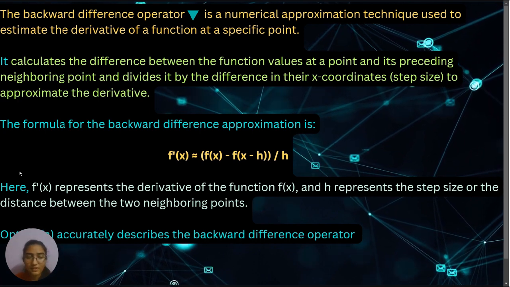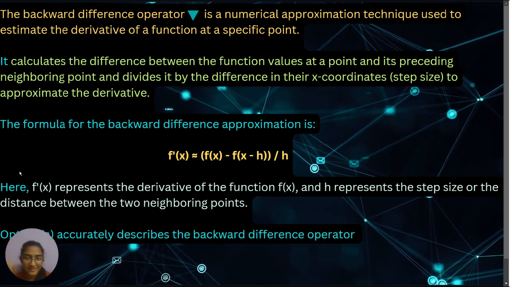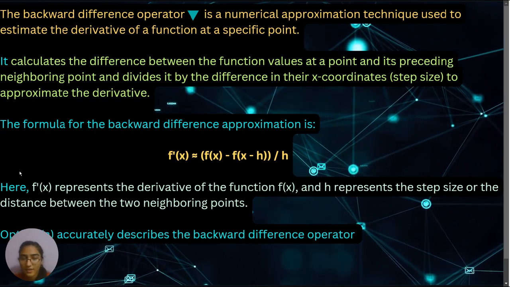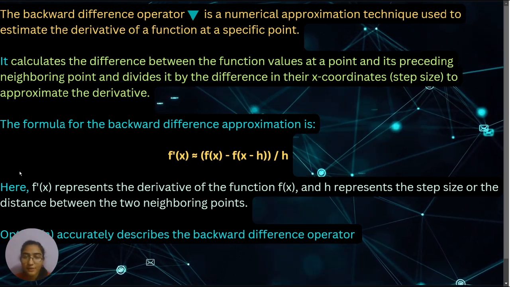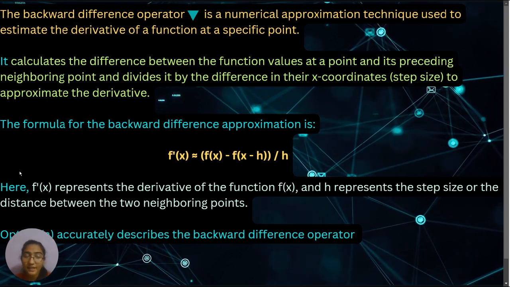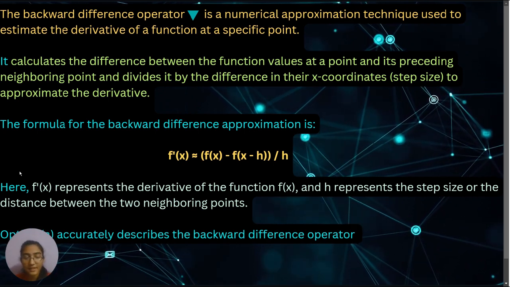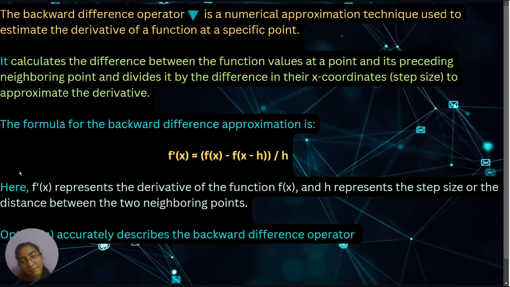So here we will discuss a few things about it. It is denoted as an upside down triangle. The backward difference operator is a numerical technique used to estimate the derivative of a function at a specific point, similar to the forward difference operator. It calculates the difference between the function's values at a point and its preceding neighboring point, and divides it by the difference in x coordinates to approximate the derivative. So what is the formula? f'(x) is approximately equal to (f(x) - f(x-h))/h. Here f'(x) represents the derivative of the function f(x), and h represents the step size or the distance between two neighboring points.